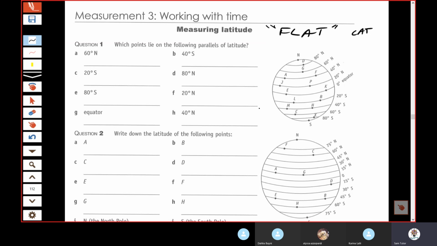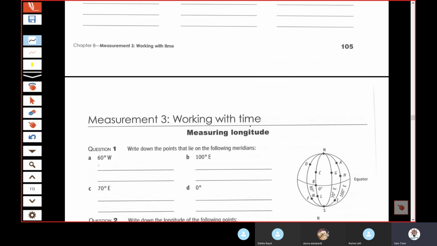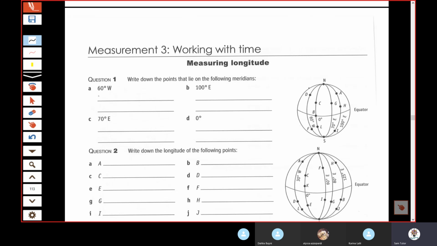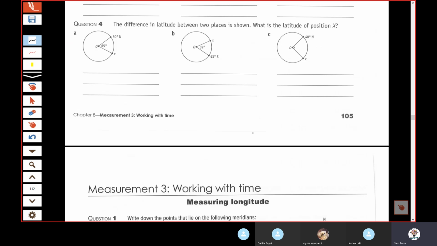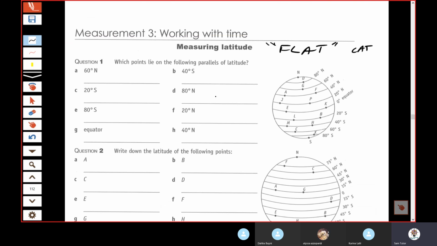Longitude, which is drawn vertical. But because you draw these vertically, they're going to be read from left to right. These will be east and west. So just keep that in mind, and we'll make a note of that. But otherwise, the rest is easy. Which points lie on the following parallels of latitude? 60 degrees north, and you can just see it's G. 40 degrees south, you'll read M and H. And so on, right? Do I really need to continue?